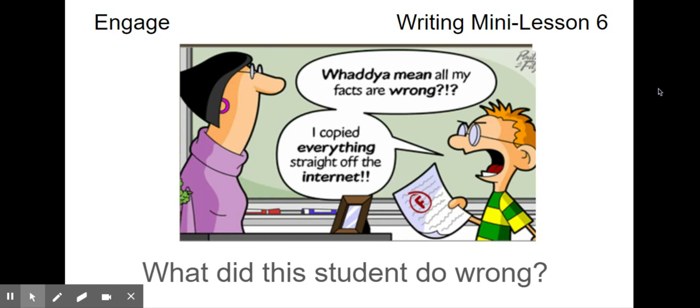The second problem could be that the student copied someone else's information and didn't give them credit. This would be called plagiarism. Plagiarism is when you copy someone else's work and pretend that it's your own. Or maybe the problem could be that the student just copied down lots and lots of information, but it wasn't the right information.